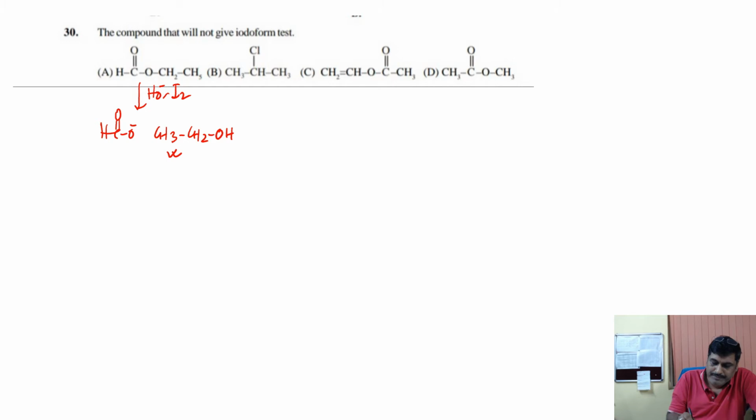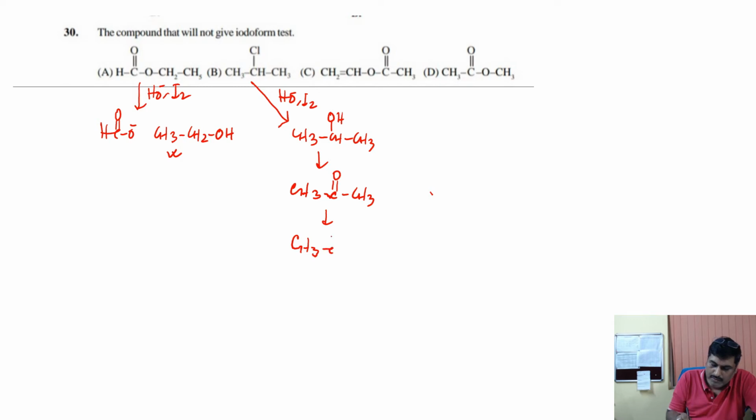If you take here the option B, that is the secondary one, there the HO minus and there the I2. Very first this one is hydrolyzed to CH3CH(OH)CH3, right? Now you see this one, very first alcohol, then HO minus and I2 cause its oxidation. Oxidation means this will be giving CH3C(=O)CH3. And next this gives CH3COO minus and CHI3, right?